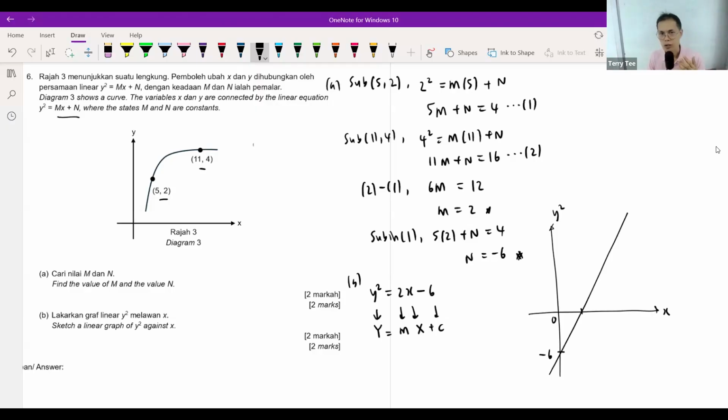What you can do to add on, but actually I think it's not necessary to show this, but if you want to show the x-intercept, we can find at x-axis y is 0. But this y is your y square. You let your y square be 0. You can write this as 0 equals to 2x minus 6, 2x equals to 6, x equals to 3. So your x-intercept is 3. So the linear graph that you're getting here is of y squared versus x, a straight line graph that cuts the x-intercept at 3, y-intercept at -6.